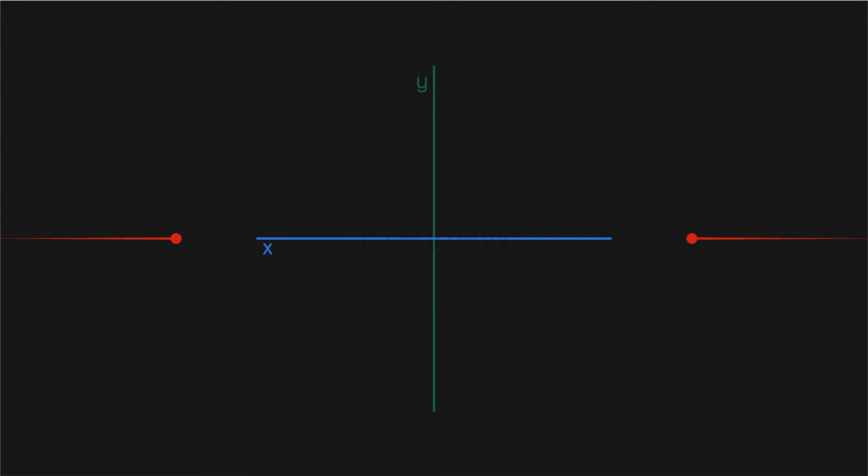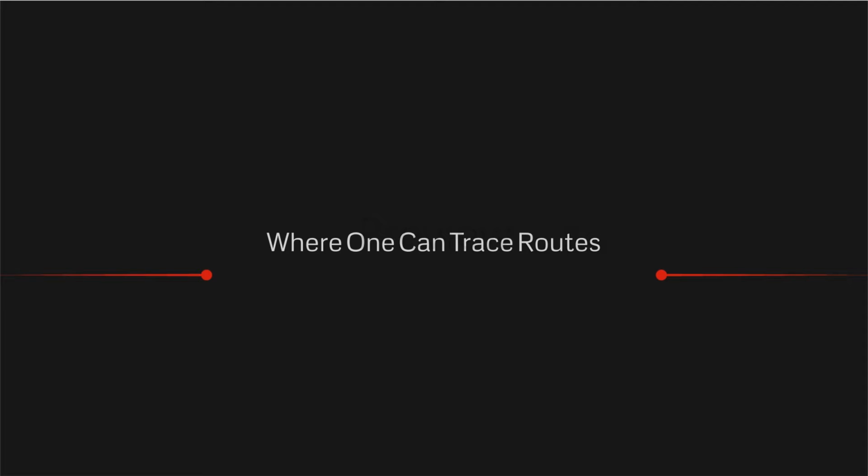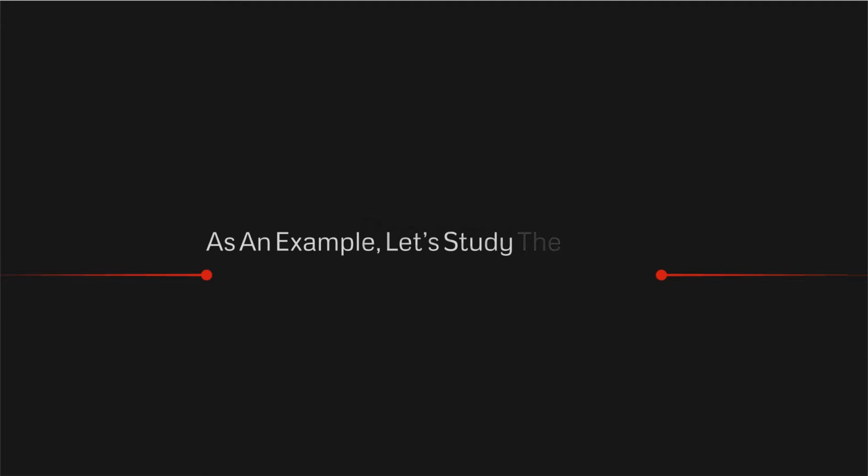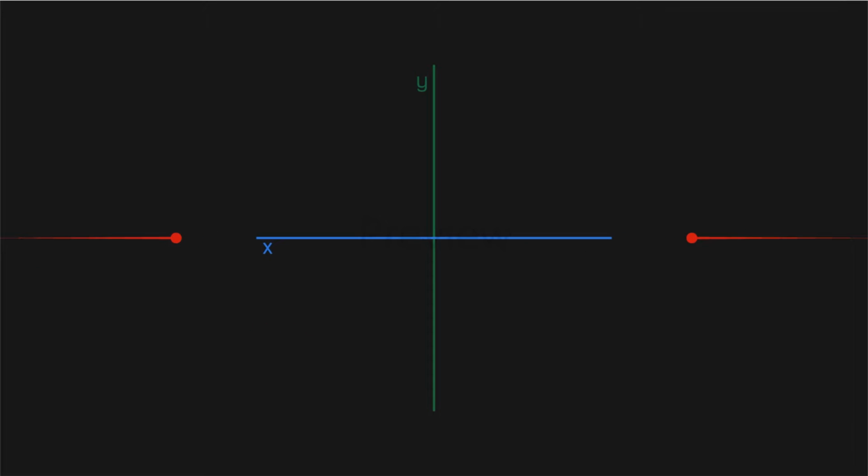In the Cartesian plane, 2 axes are intersected from the middle to create 4 equal spaces, where one can trace roots, and these roots are the result of formulas. As an example, let's study the formula y equals x². Since we have 2 axes, the first dimension being x and the second dimension being y, then we can draw the trajectory of x² as follows.